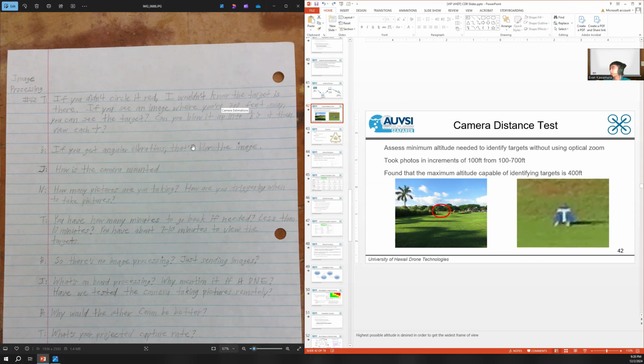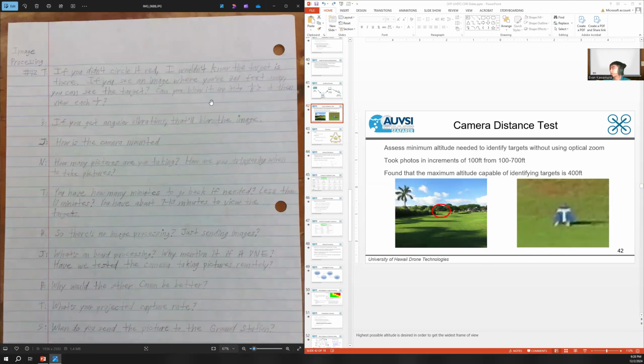So if you see an image where you're 300 feet away, can you even see the target? Or can you blow it up into eighths and then view each eighth? Yes, what's hard is we'd be flying at 300 feet altitude or whatever the altitude would be. But because the targets are so small, you're probably not going to manually see it.